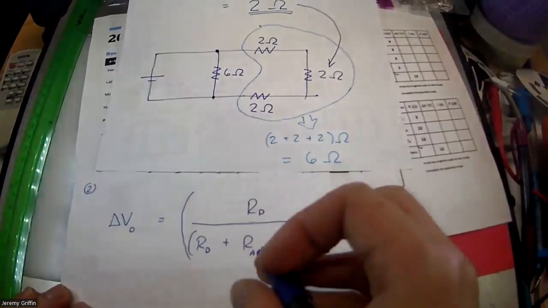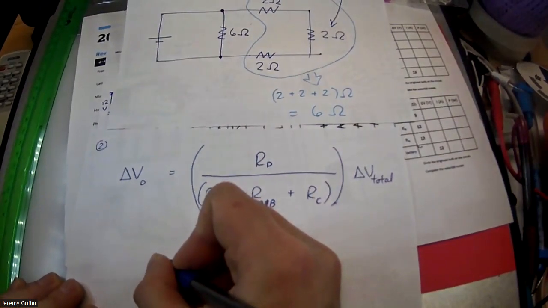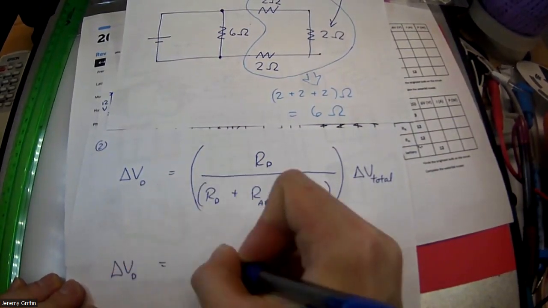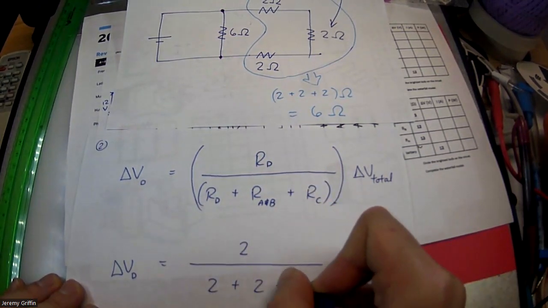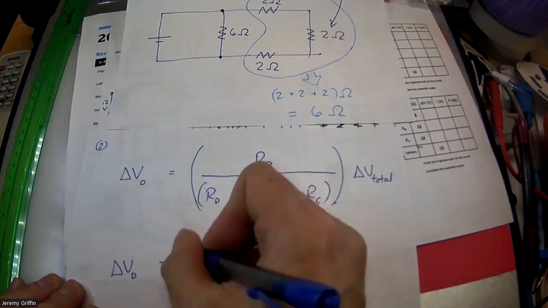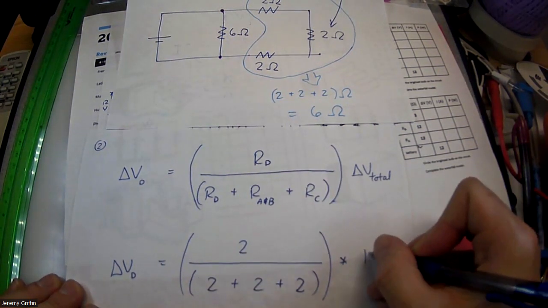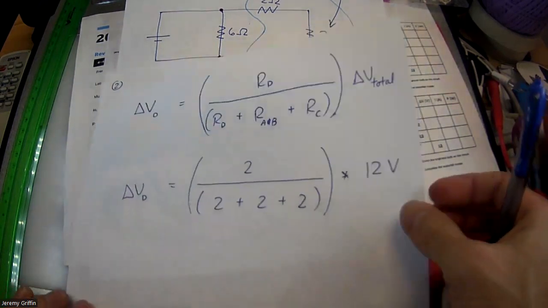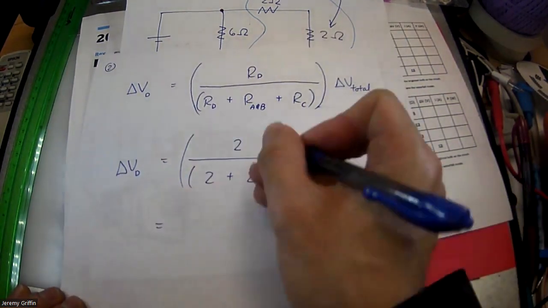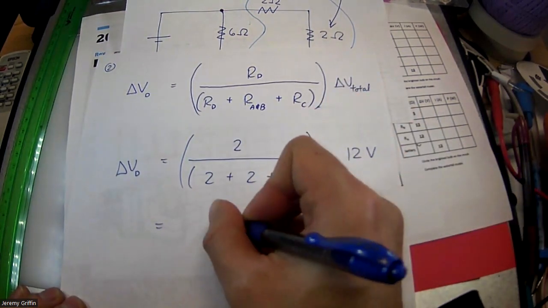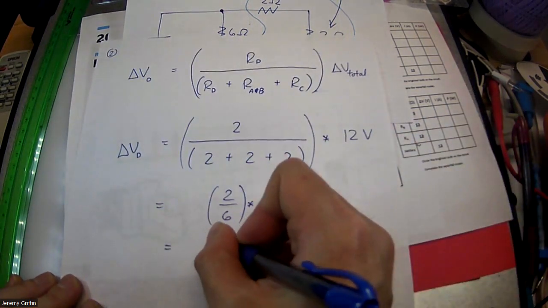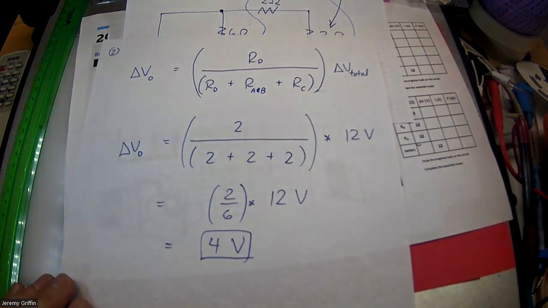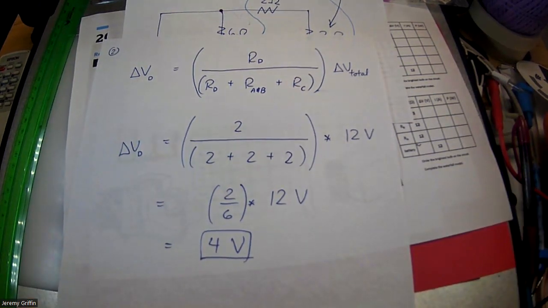But here's the numbers for that. So how the numbers pop in, delta V at point D is 2 ohms over 2 plus 2 plus 2 ohms, all multiplied by, I know there's a 12 volt potential difference altogether. So it's 2 over 6 of 12 volts. A third of 12 volts is 4 volts. So I know that's a 4 volt drop across resistor D. Or my number.